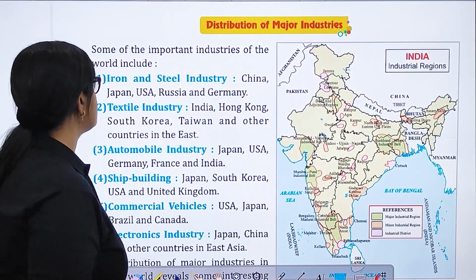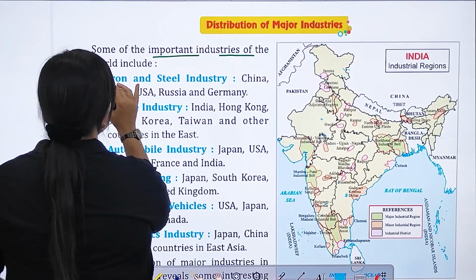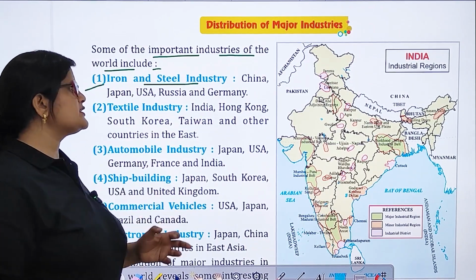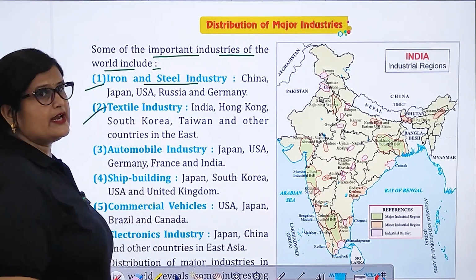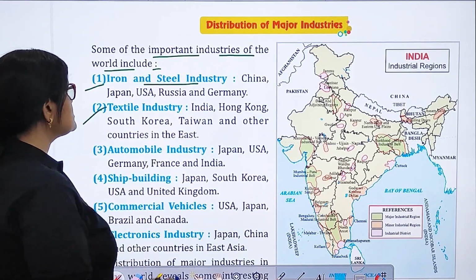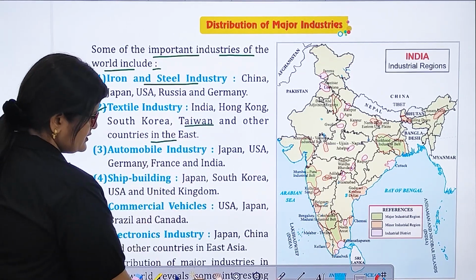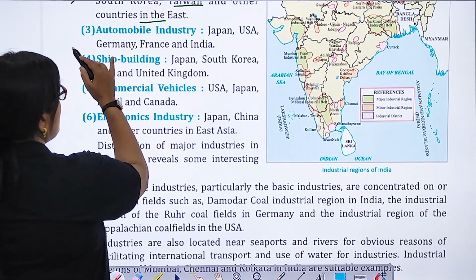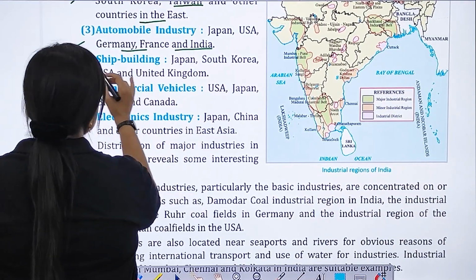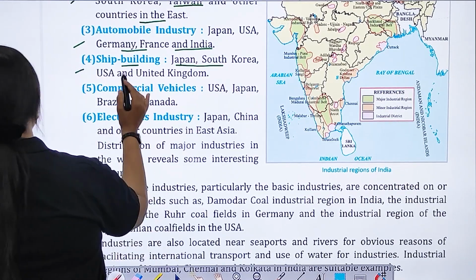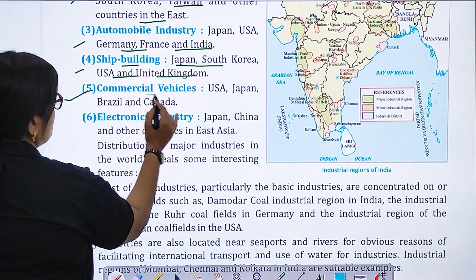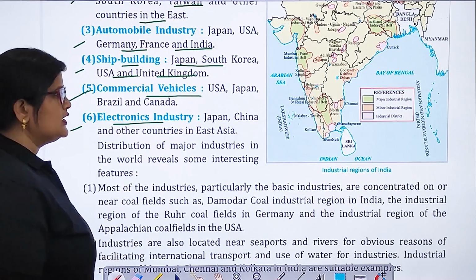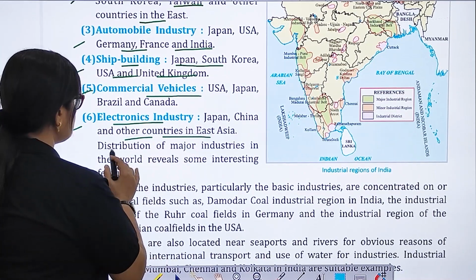Distribution of major industries. Some of the important industries of the world include: iron and steel industry, China, Japan, USA, Russia and Germany. Textile industry, India, Hong Kong, South Korea, Taiwan and other countries in the east. Automobile industry, Japan, USA, Germany, France and India. Shipbuilding, Japan, South Korea, USA and United Kingdom. Commercial vehicles, USA, Japan, Brazil and Canada. Electronic industry, Japan, China and other countries in East Asia.